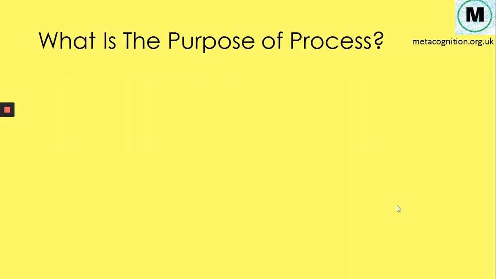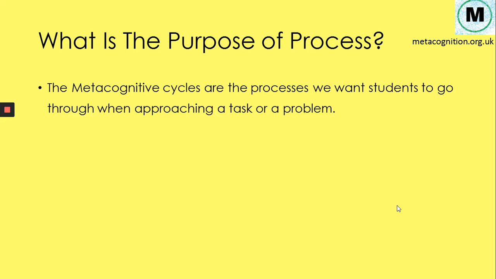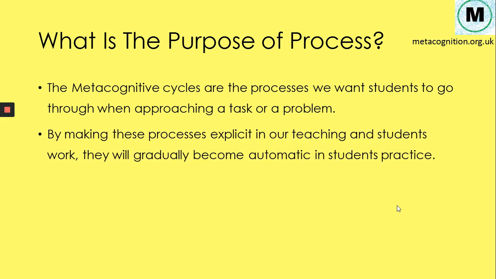So why do we even need to bother doing this? The metacognitive cycles are what we want students to be doing. We want students to plan, monitor, and evaluate, and to consider their knowledge of self, their knowledge of strategies, and their knowledge of the task. If we want students to be doing them, we need to make them explicit in our teaching, in students' work, and in our expectations. If we're not including them, and not expecting students to use them, they're not going to become obvious in students' work.